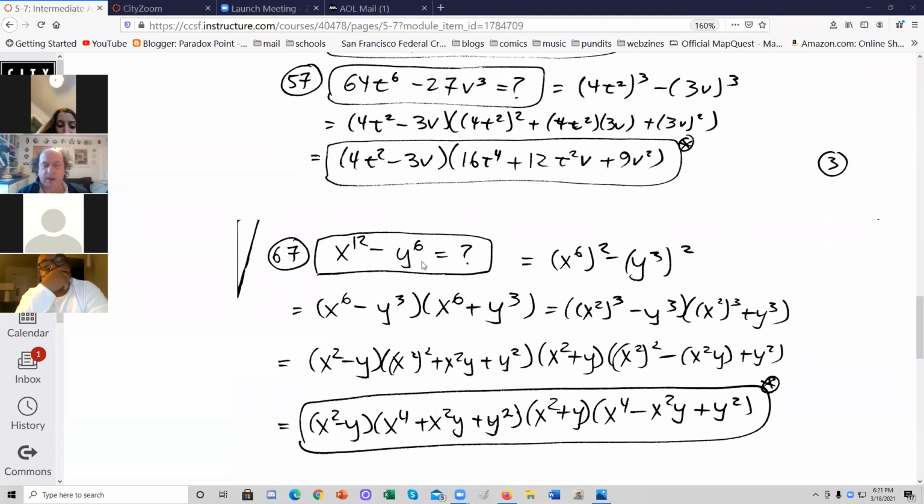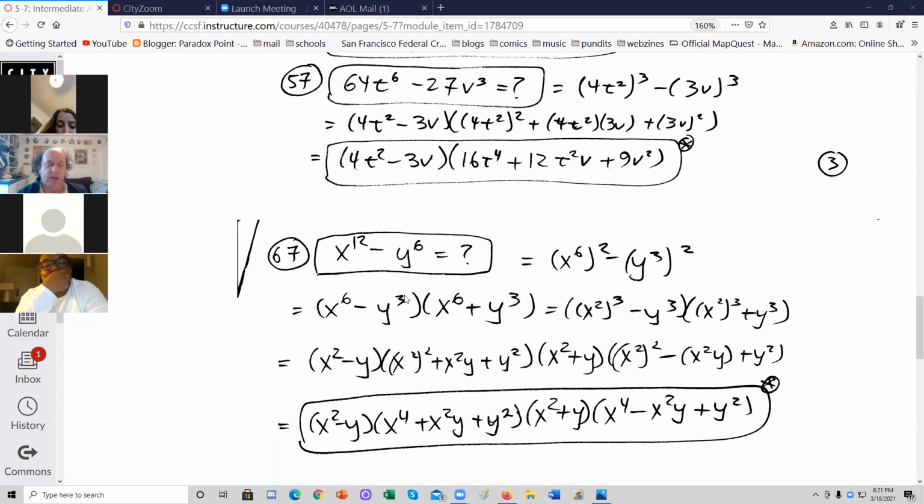Now here, x to the 12th minus y to the 6th. This is a difference. You can think of it as a difference of cubes and as a difference of squares. It turns out it's more useful to think of it as a difference of squares. x to the 12th is x to the 6th squared, minus y to the 6th is y cubed squared. A difference of squares is difference times sum. x to the 6 minus y cubed times x to the 6 plus y cubed.